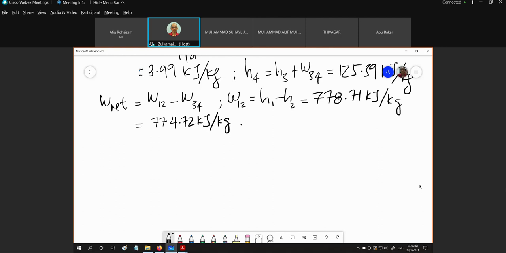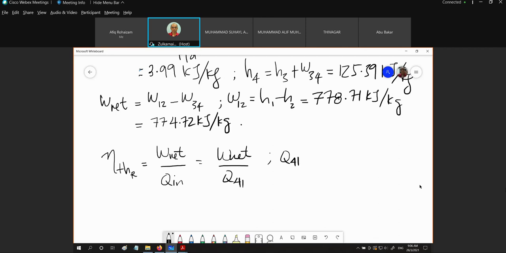So in this case, we are going to look at what is called the quality, from the second law of thermodynamics. The quality here is how efficiently your plant converts heat to work. So we are going to have the thermal efficiency, which for the Rankine cycle is equal to the Wnet divided by the Q in. The Q in is Q41, and Q41 is equal to H1 minus H4.